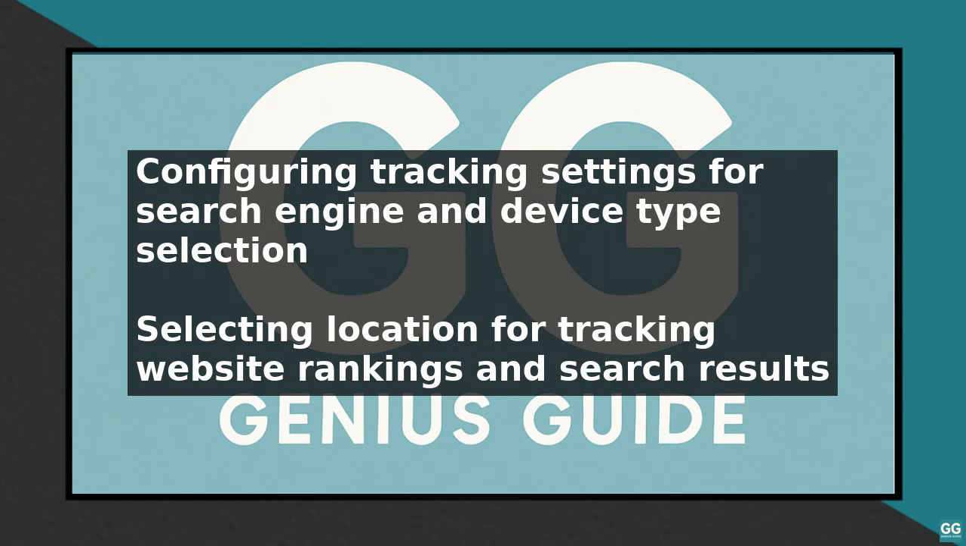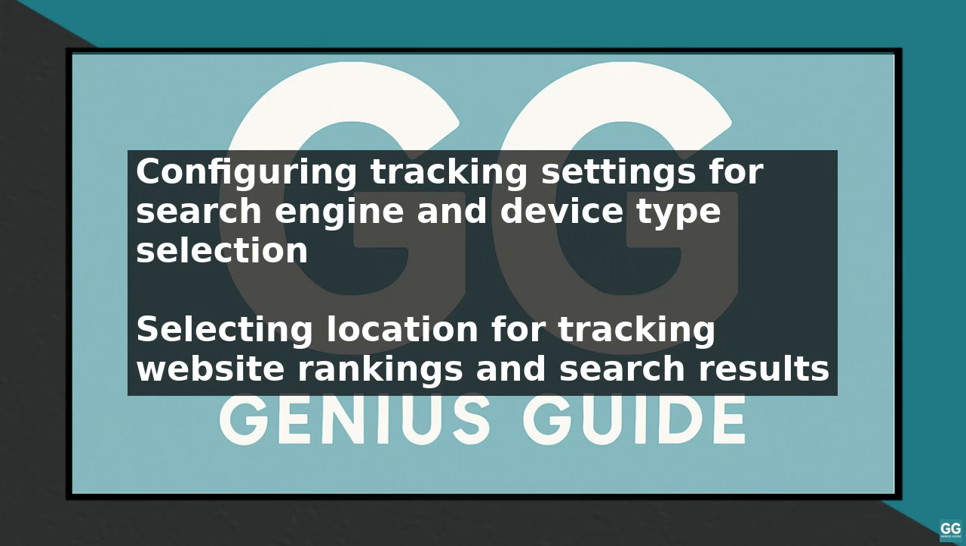Once you have configured your settings, you can set up your competitors. This allows you to compare your website's rankings to those of your competitors, providing valuable insights into your competitive landscape. You can add competitors manually or use Semrush's automated competitor suggestion tool.